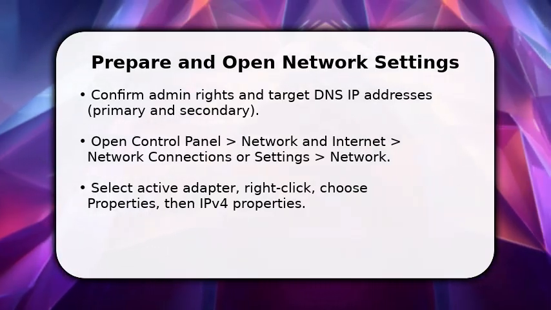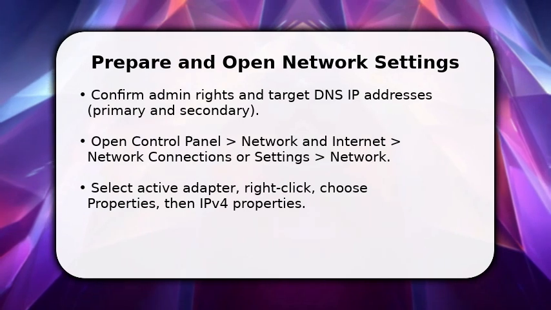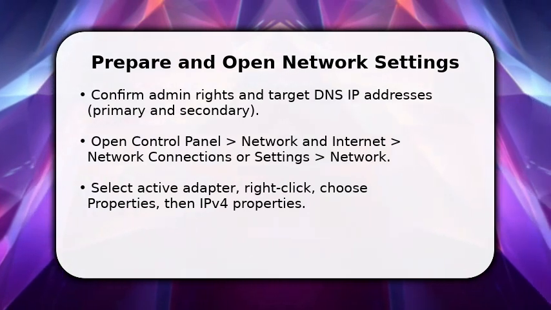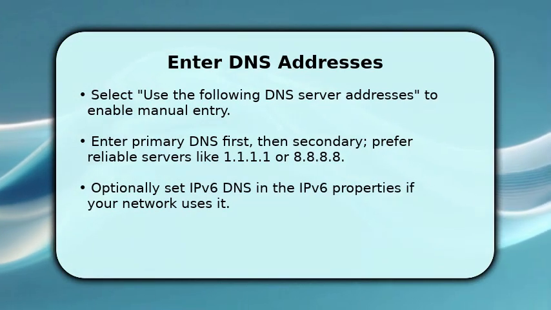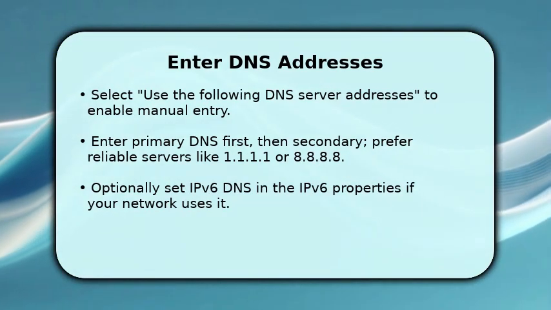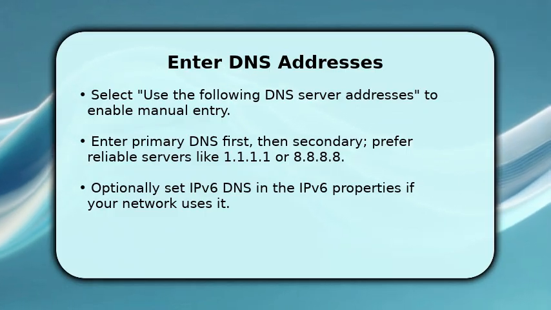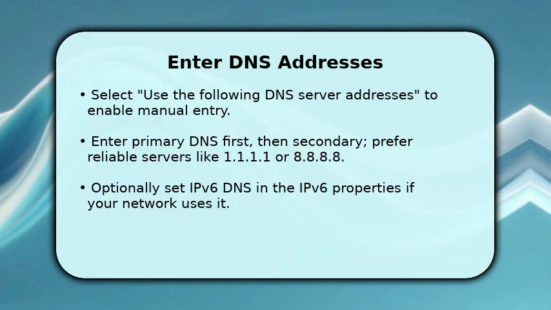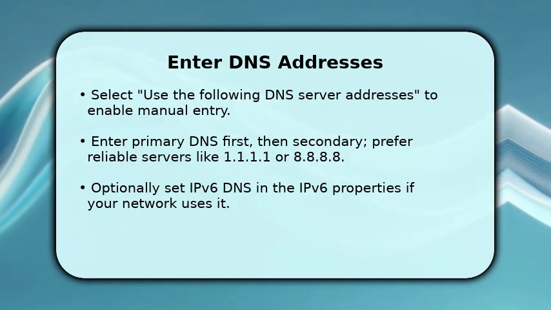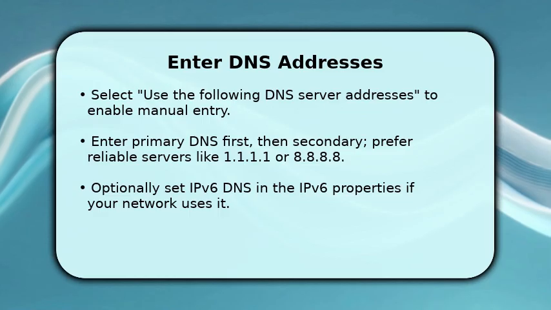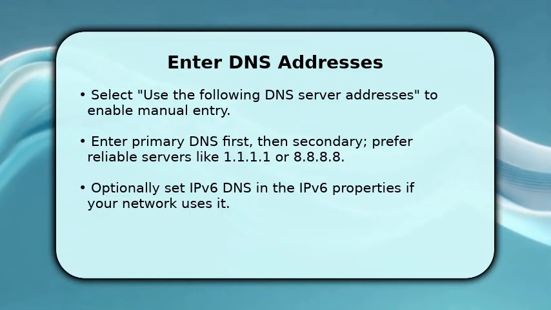Make sure to keep both primary and secondary DNS values ready to paste in. Now you will switch the setting from automatic to manual. Select Use the following DNS server addresses so you can type values in. Enter the primary DNS address first and then the secondary one. This order matters because the system queries the primary before the fallback.